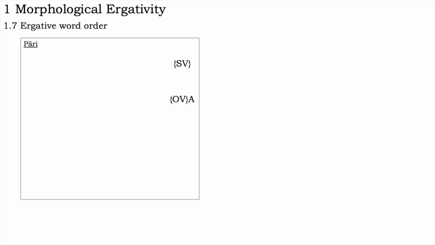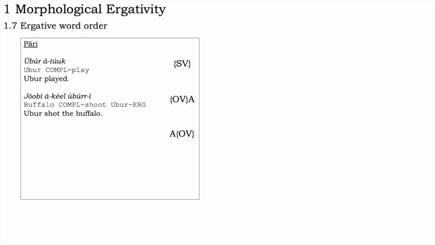There is, additionally, a construction which is used to topicalize the A argument. In this construction, A is fronted, changing the order to AOV, the ergative case marker is removed, and an affix agreeing with the agent is added. For instance, reading without bothering with the tones, ubur atuk, jobi akel uburri, ubur jobi akele. This means that Pari has intransitive word order SV and transitive word order OV, and A can either go before or after the OV unit. It is thus clear that Pari has ergative word order.